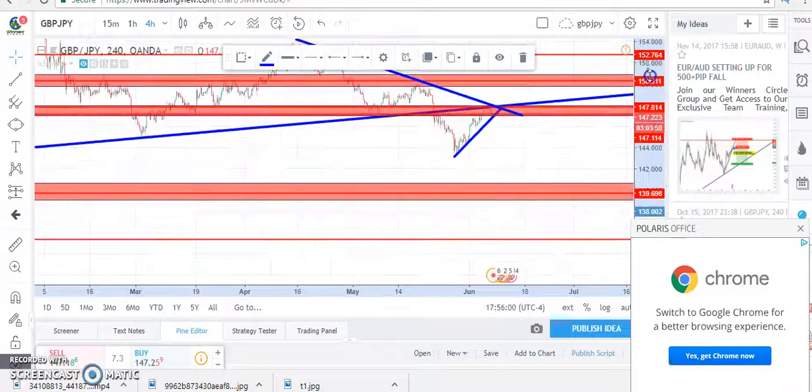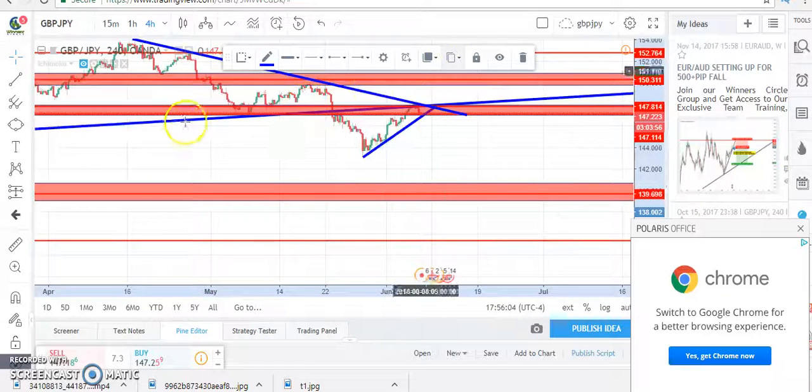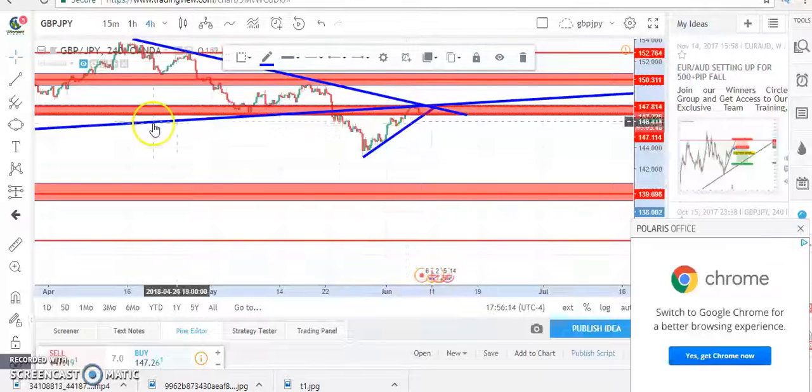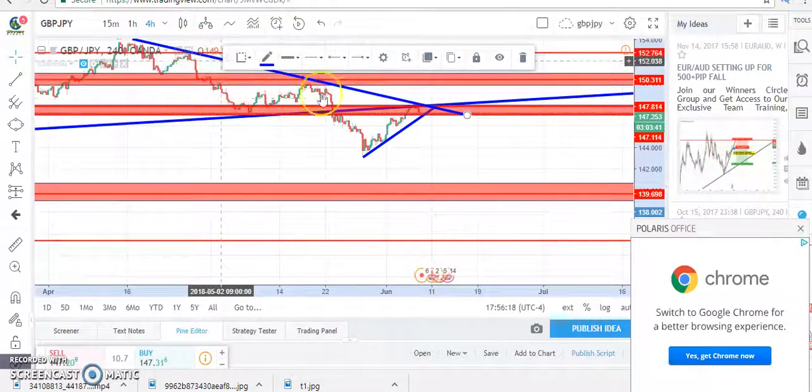And if you notice in this pullback, what did it do? It came to the exact lower point of the trend line because at first it was the bottom portion of the trend line. Now it's using it as a ceiling. Not only is it touching this past trend line, it's also testing the current top of the trend line that's coming back down.